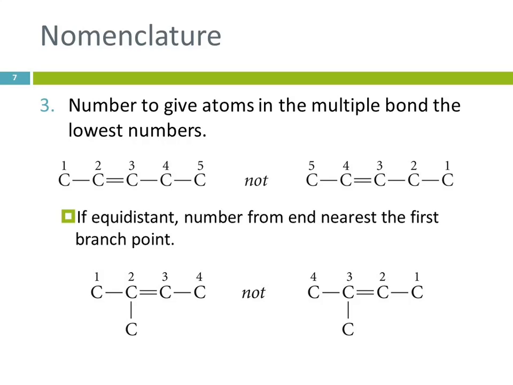So the double or triple bond gets first preference, and then the substituents get the next preference if you have to decide between your numbering schemes.